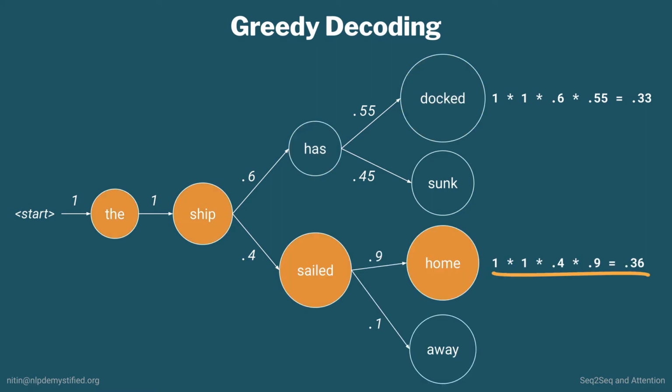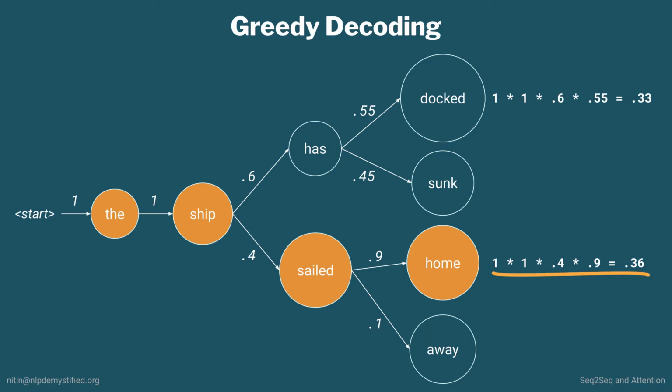But going back to the path not taken, let's say at the fourth time step, the word home would have had a probability of 0.9. The probability of the resulting sentence is 0.36. So the sentence, the ship sailed home, is more probable as a whole, but because greedy decoding simply goes with whatever has the highest probability at a given time step, it ends with the lower probability sentence by the end. So what can be done?